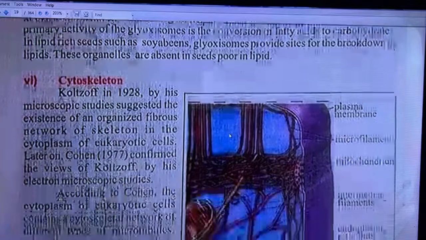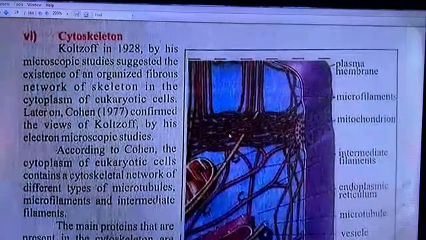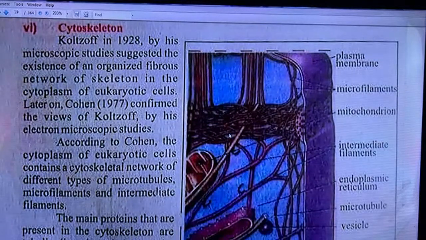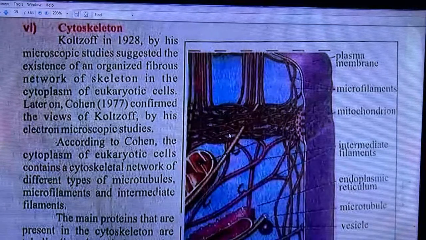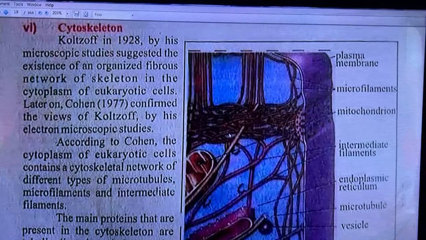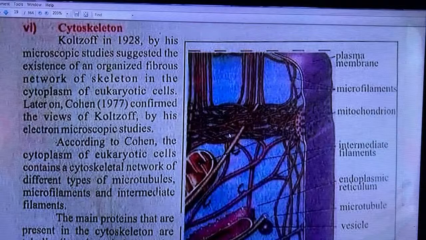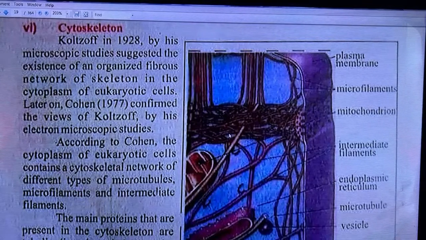Cytoskeleton. Kolliker in 1928, by his microscopic studies, suggested the existence of an organized fibrous network or skeleton in the cytoplasm of the eukaryotic cell. Later on, Porter in 1977 confirmed the views of Kolliker by his electron microscopic studies. According to Porter, the cytoplasm of eukaryotic cells contains a cytoskeletal network of different types of microtubules, microfilaments, and intermediate filaments.